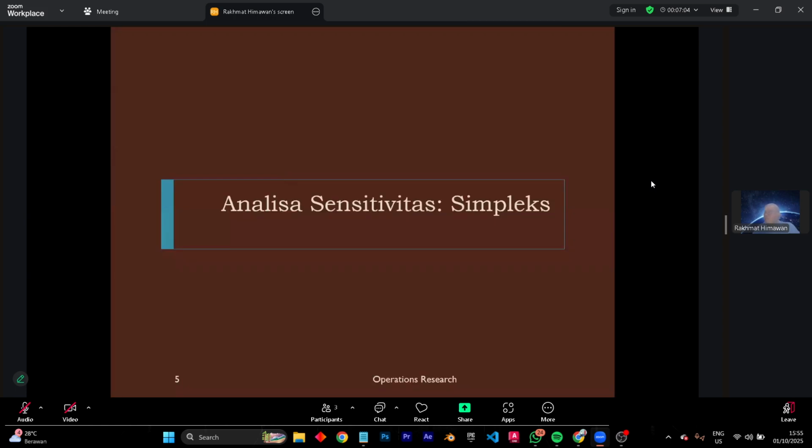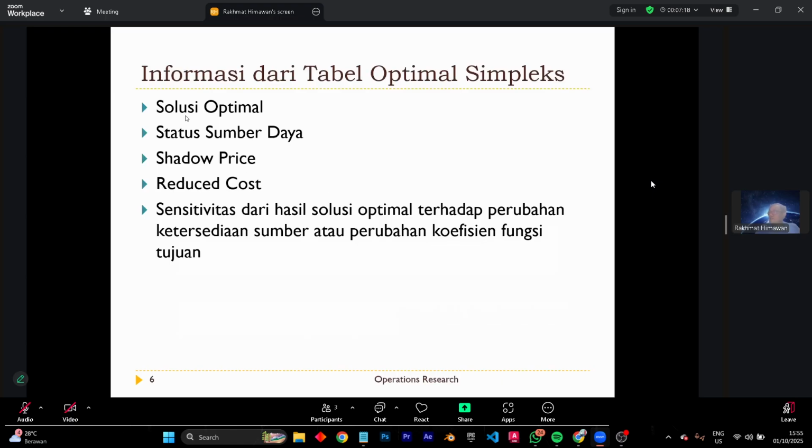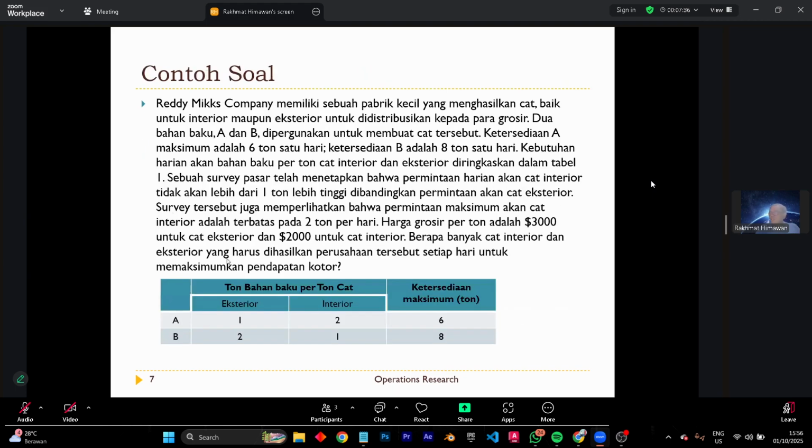So let's do the sensitivity analysis with the simplex, because we can also do it using the graphical method. In here we have several terms: the optimal solution, the status of the resource that we call shadow price. What is that? We'll discuss. And also what we call a reduced cost. What is it? We'll discuss. So let's come to this.